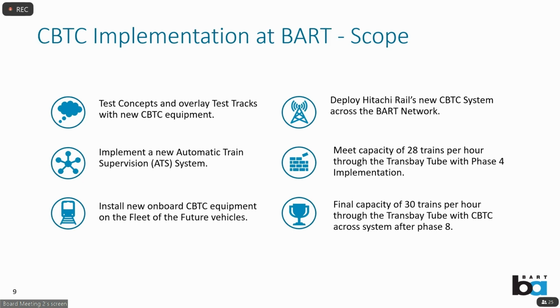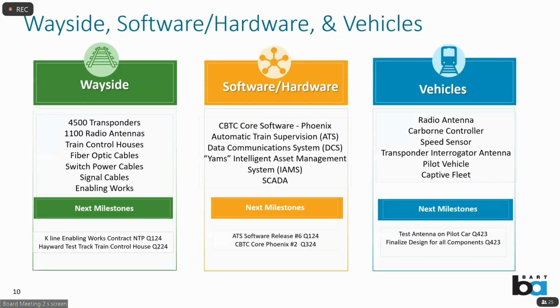But let's delve into the specific scope of work for the 3 areas and equipment that has been identified. Are you with me? Yes. Okay. I know, it's long, but this is fascinating. So we've got wayside, software, hardware, and vehicles. This highlights these 3 concurrent areas of the project happening at the same time. And what you see on the screen is just a glimpse in the types of equipment that will be installed on this project.